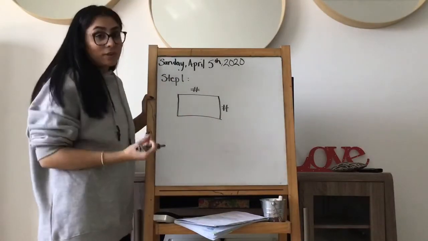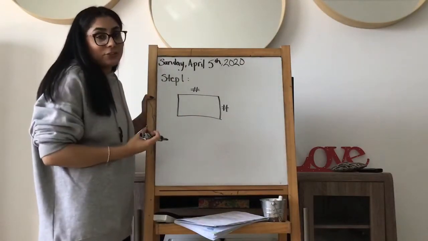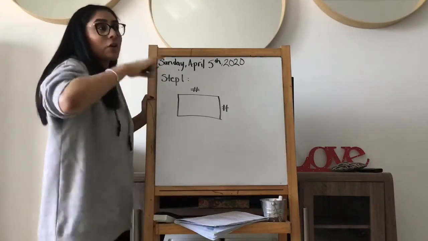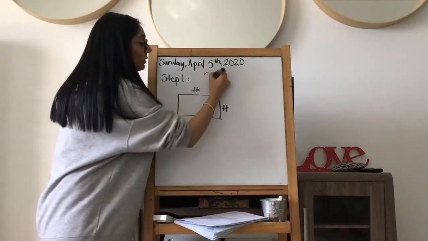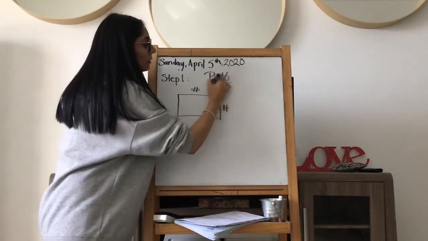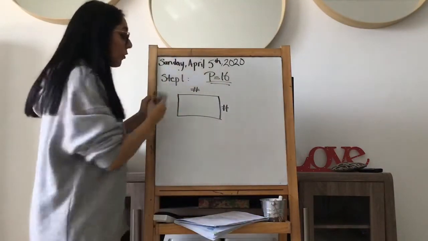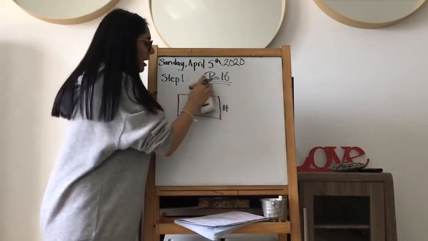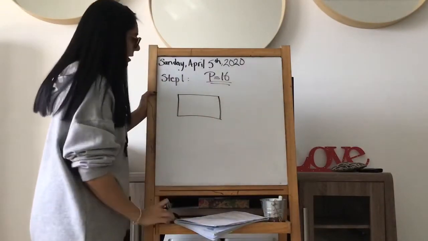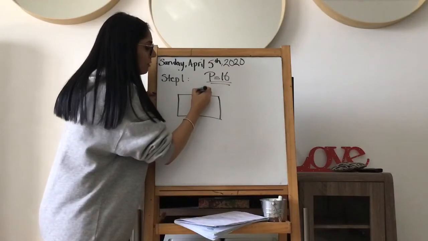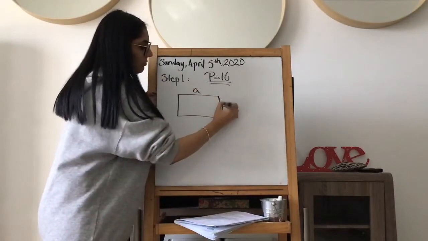Now we don't know the numbers. We're trying to find out what the numbers are, right? That's a different thing. We're trying to do the opposite. I know the perimeter is 16, but I don't know what I added to get 16. So we're not going to put a number sign. I'm going to choose a letter, and I'm going to say, this is A, and this is B, okay?